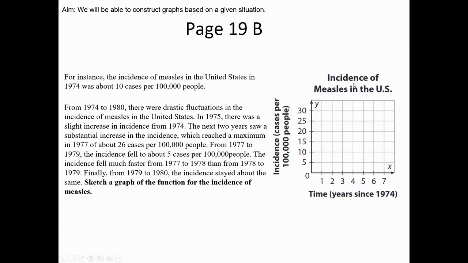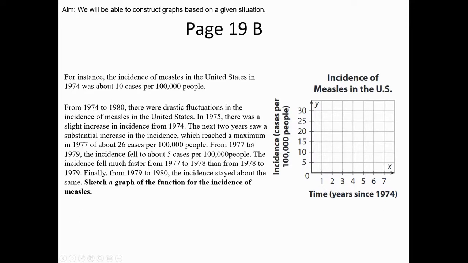We take a look at our graph right here. The x-axis represents years since 1974. So at 0, that means we're going to start in 1974. And then each of these numbers right here represents cases per 100,000 people. So for every 100,000 people, I put a dot right here. For every 100,000 people, 5 of them would have measles, so on and so forth.